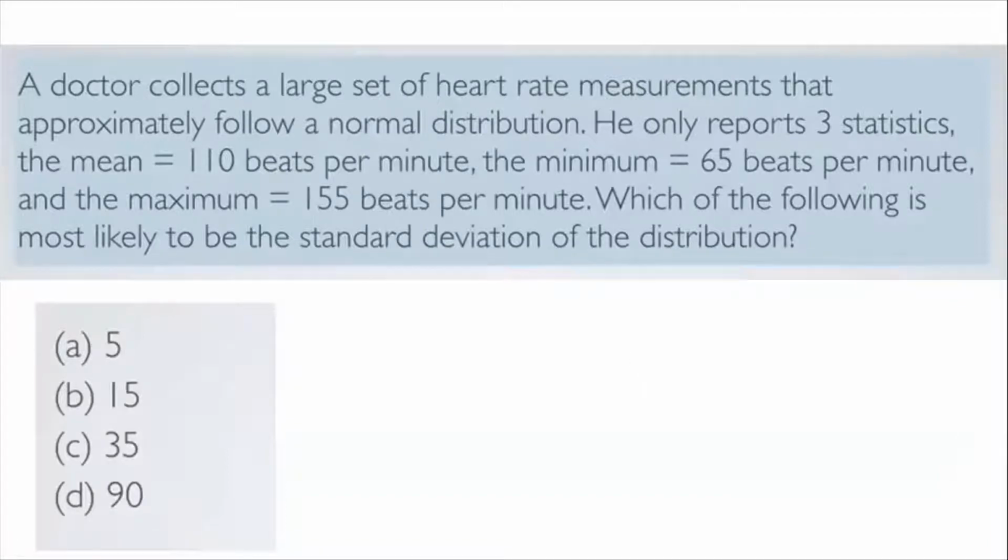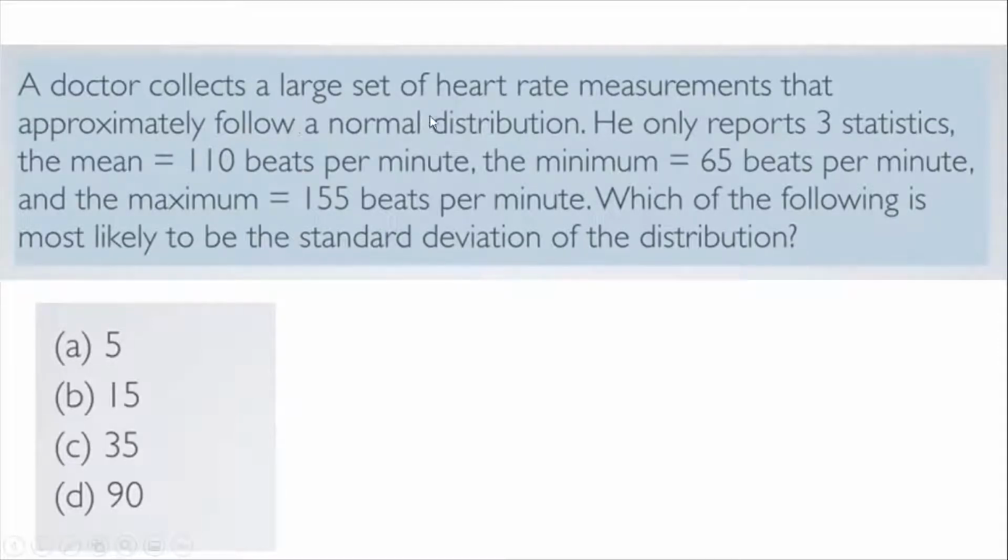Let's look at this example. Everybody has already gone through this kind of exercise when we were medical students. A doctor collected a large set of heart rate measurements that approximately follow a normal distribution. He only reports three statistics: mean of 110 beats per minute, minimum of 65 beats per minute, and maximum of 155. Which of the following is most likely to be the standard deviation of the distribution? I think these are basic mathematics, not really a medical question. We have the mean, the minimum, and the maximum.